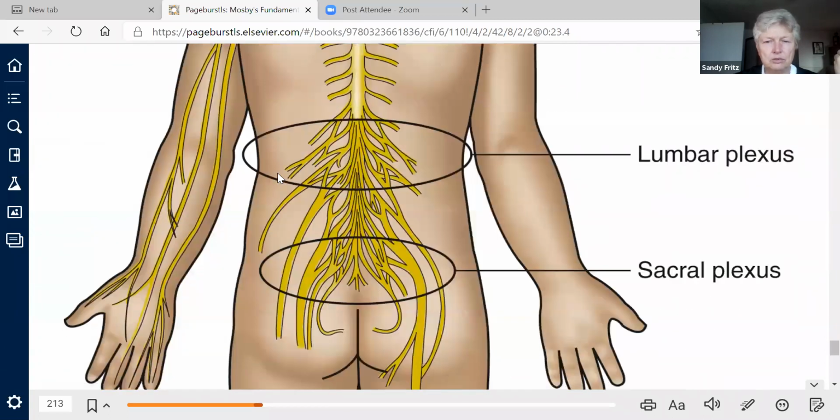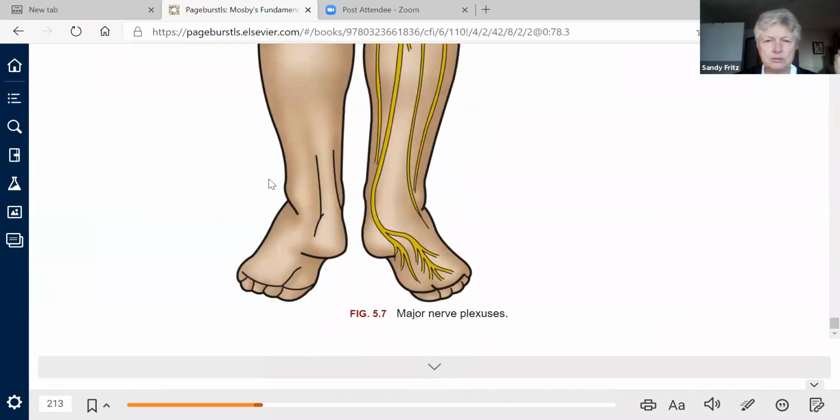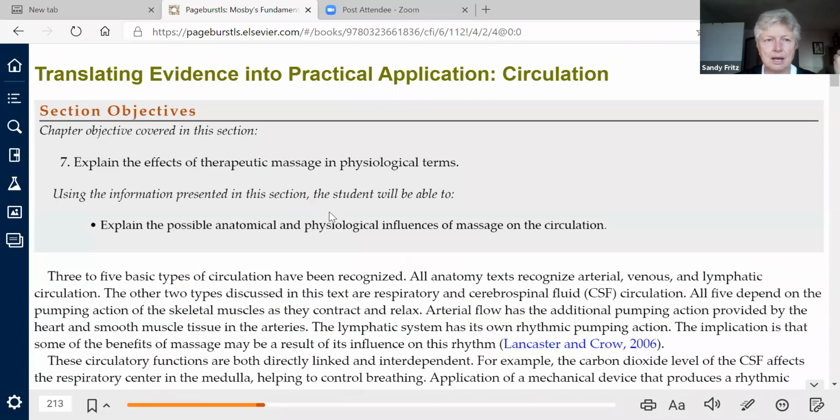So just kind of read through this, get an idea. Always look at the pictures. Think about massage when you're looking at a picture, because you're going to be touching these areas directly or indirectly, which means you're stimulating them.